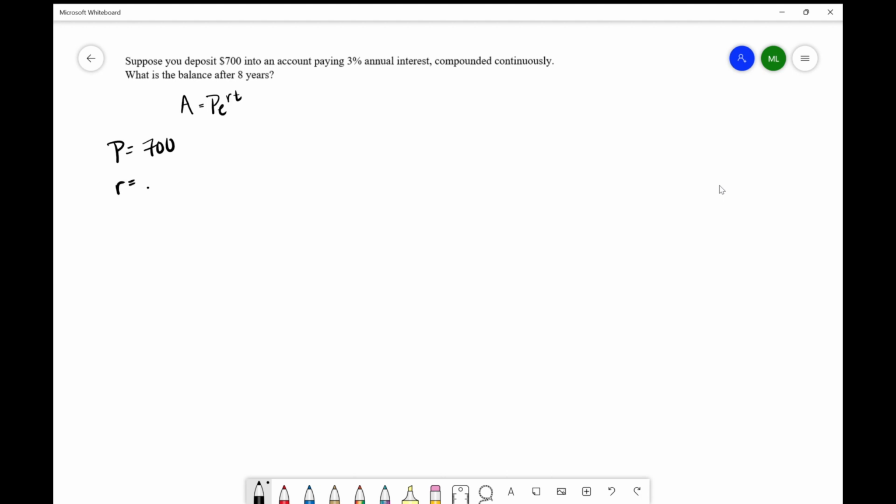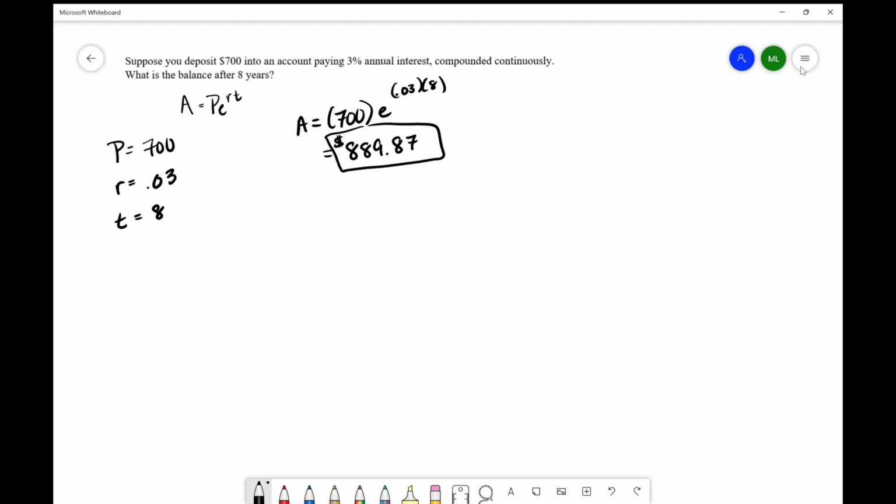Our rate is 3%, change it into a decimal, you get 0.03. The time after years is 8 years. And I will plug this all into my function. So A, the amount after 8 years, principal is 700, e to the power of 0.03 times 8. And you can plug this all into your calculator, and we get about $889.87. So this would be our amount using continuous compound interest after 8 years.